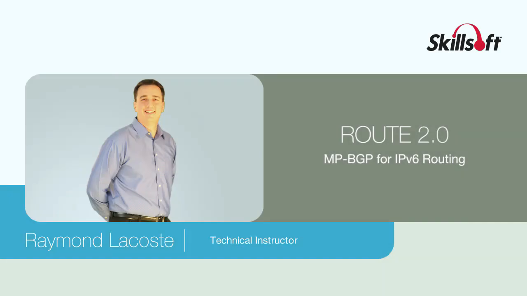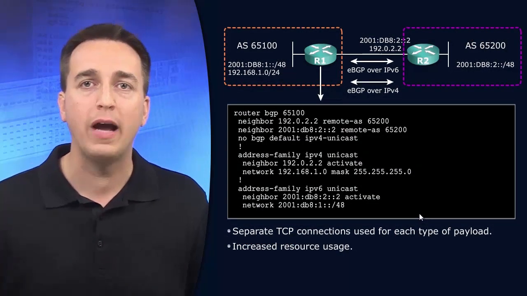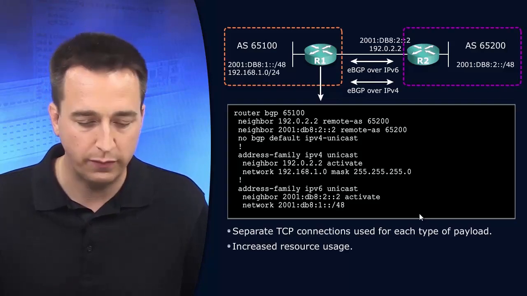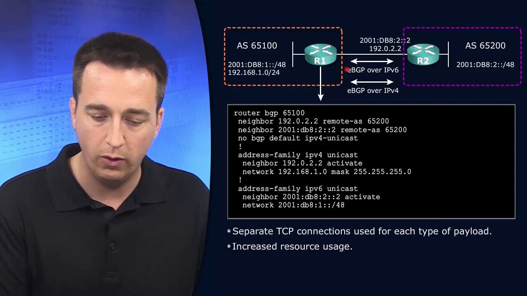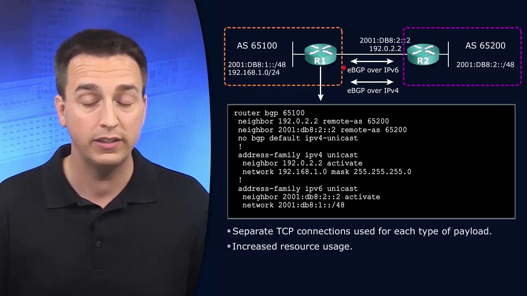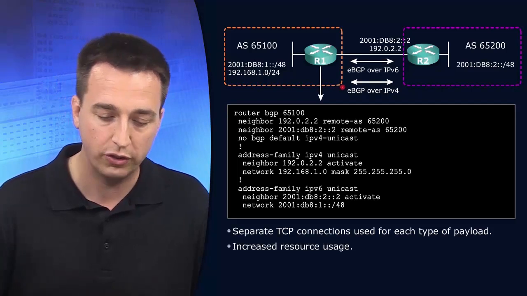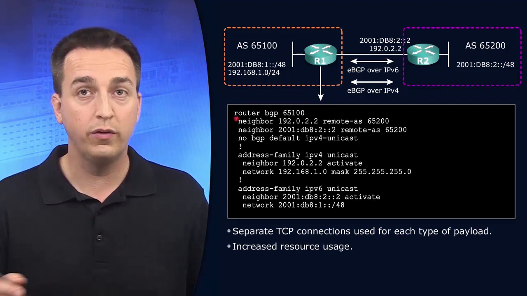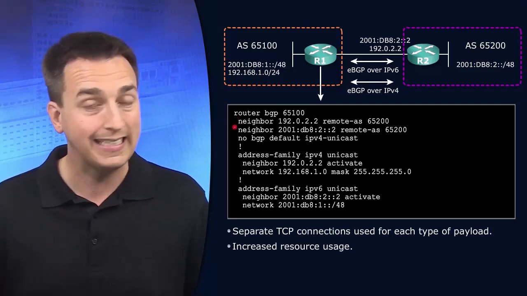The other option you have for multi-protocol BGP is to have separate neighborships for your IPv4 address families and separate neighborships for your IPv6 address families. Here's an example of that. We have both an eBGP over IPv6 session established and an eBGP over IPv4 session established. And if you look down below, you can see that you have neighbor statements for both IPv4 and IPv6 addresses for the exact same neighbor.